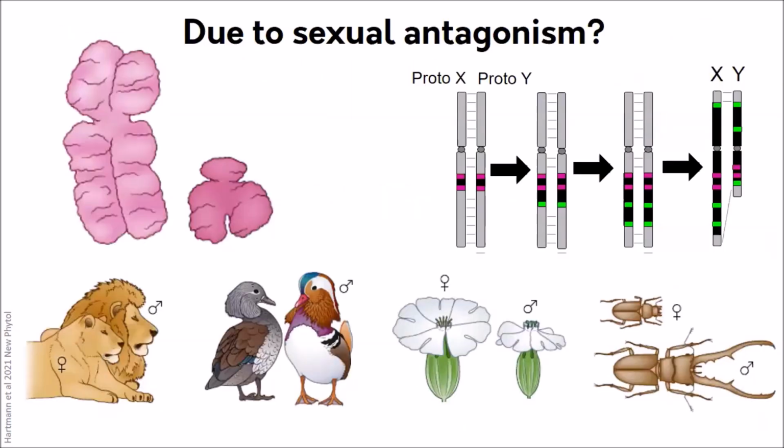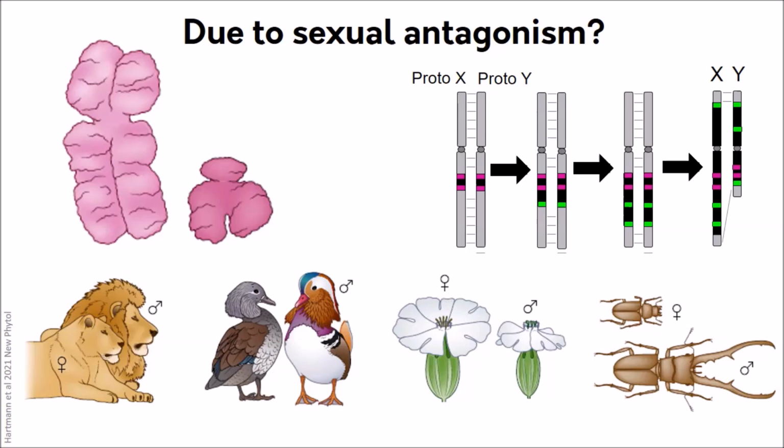And so the main hypothesis for a long time has been sexual antagonism. And the idea is indeed appealing and quite simple and straightforward. The idea is that you have many traits that are different between males and females, right?